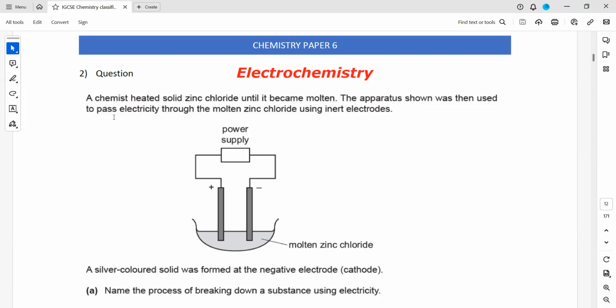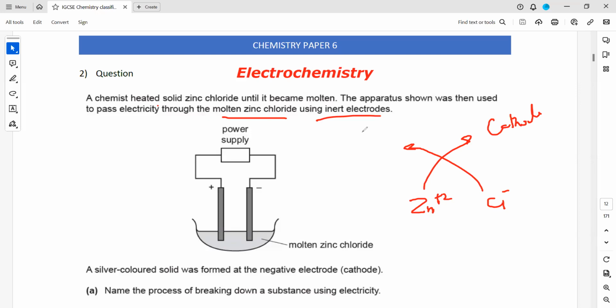A chemist heated solid zinc chloride until it became molten. The apparatus shown was then used to pass electricity through the molten zinc chloride using inert electrodes. A silver-colored solid was formed at the negative electrode. So we have molten zinc chloride, so we have zinc ions and chloride ions. Because zinc is a positive ion, what will happen? It is attracted towards the cathode, and chloride is a negative ion, so it is attracted towards the anode.